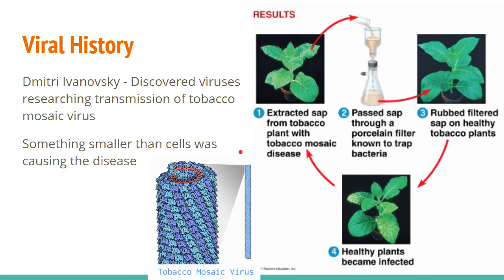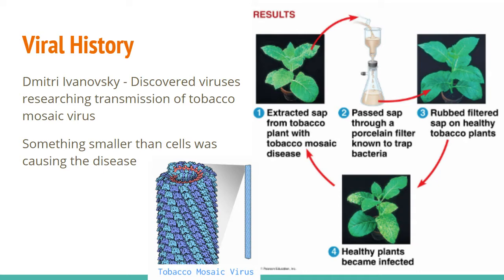So how did we first discover viruses? Well, that goes to Dmitry Ivanovsky, and he discovered viruses while he was researching the transmission of a plant disease called tobacco mosaic virus. And he discovered that viruses had to be smaller than cells. So at the time, they thought it was like a bacteria, some sort of cell that was causing the disease, some sort of pathogen.